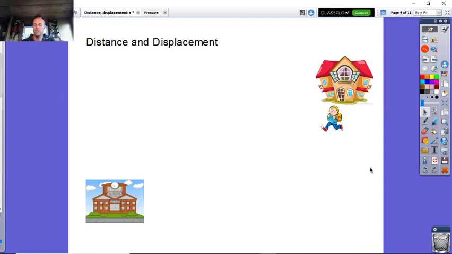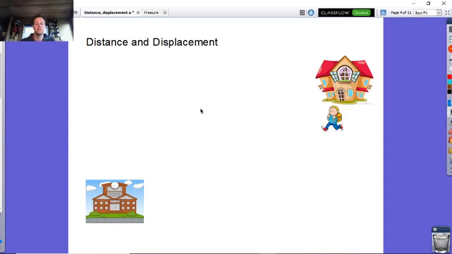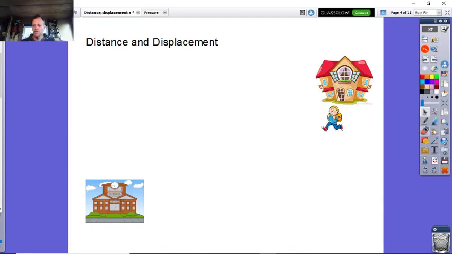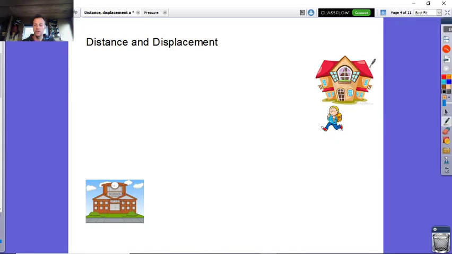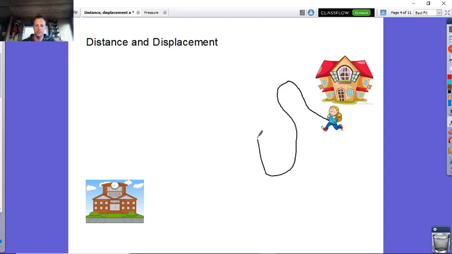So first off is the difference between distance and displacement. I want you to imagine you are going to school. Here's your house, lovely house, and you've got to go to school here. As you walk to school, you take a wiggly path, go and see some friends, go to the shop, whatever it is, but your path is never going to be straight. And here you go, you arrive at your school.